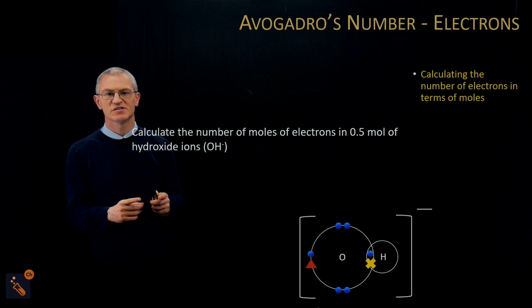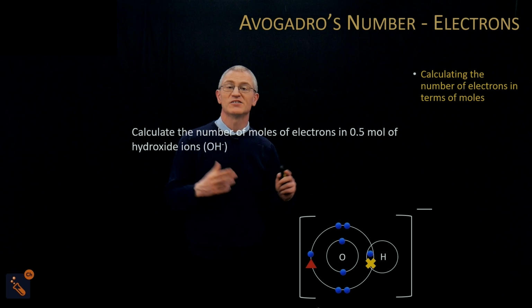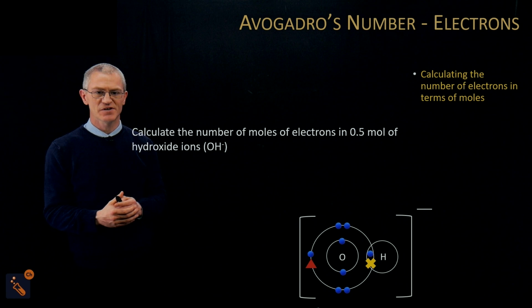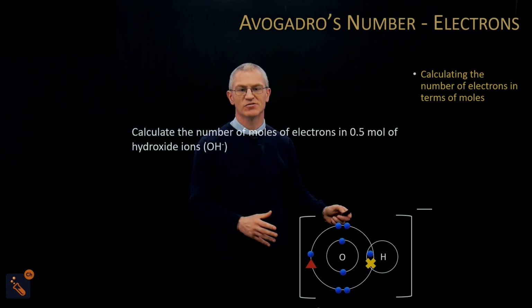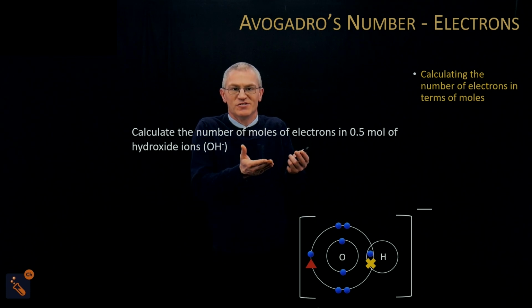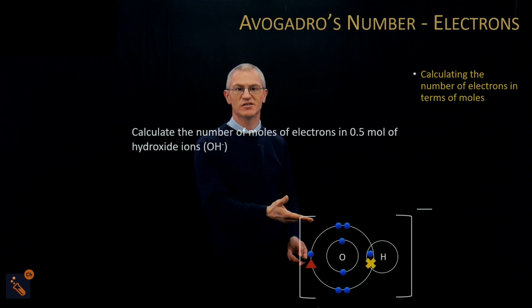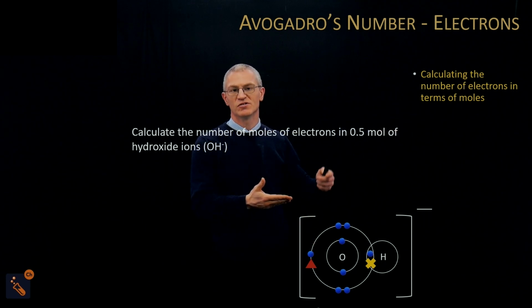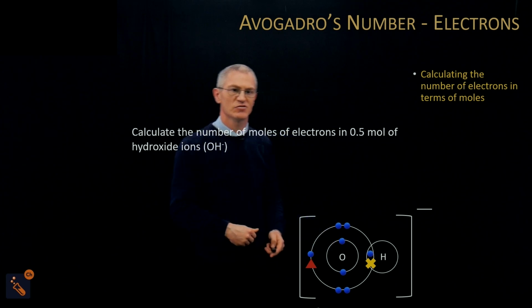The common mistake is to forget that there's an inner shell that you don't normally draw, so you forget it. Okay, so there's actually 10. So if I have 1 ion, I will have 10 electrons. If you extrapolate that upward, if I have 1 mole, which is just 6.02 times 10 to the 23 ions, I would have 10 times as many moles of electrons. So 1 mole of this will give 10 moles of electrons.